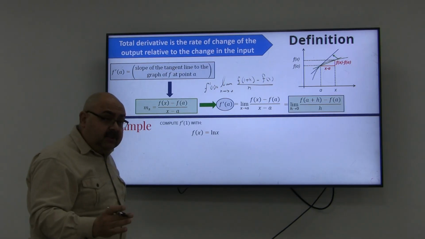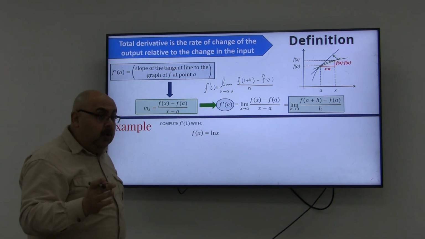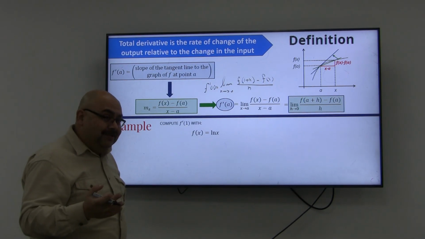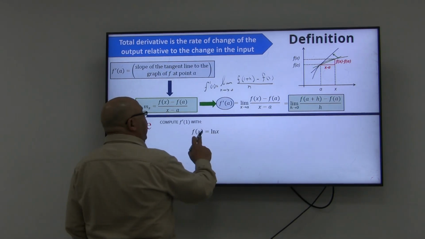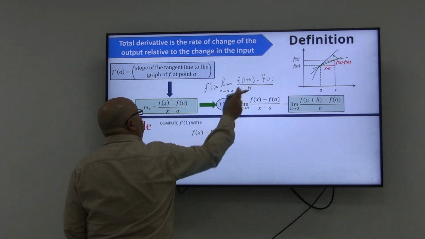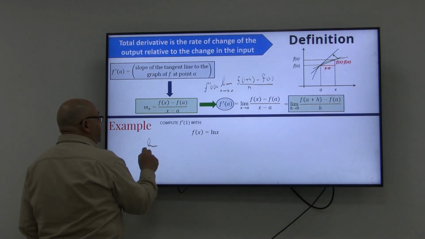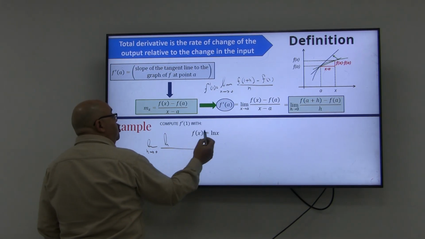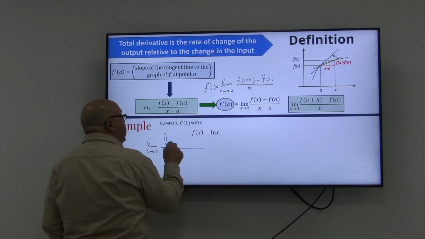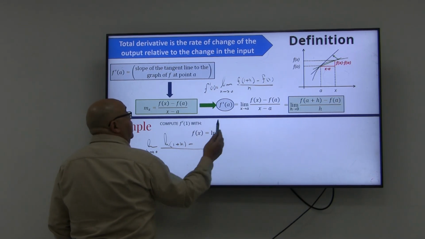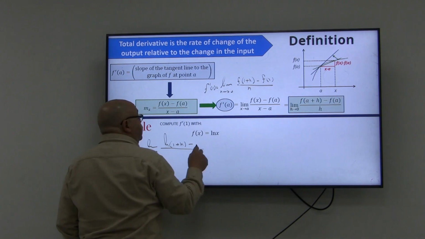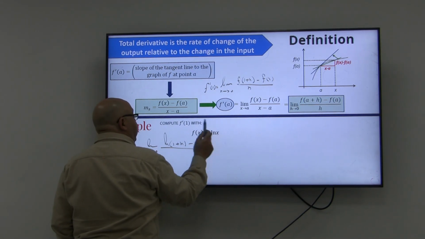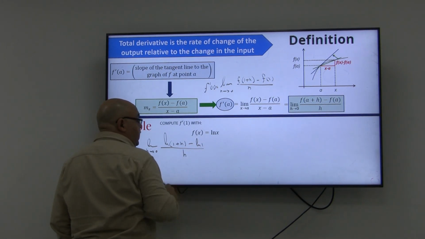The second step, Mr. Muhammad, is really very easy. All I have to do is substitution. So I need to find f of x, which is ln x. So f of 1 plus h is going to be the limit as h tends to 0 of the function ln of 1 plus h, minus the value at 1, which is ln 1 in this case, divided by h.